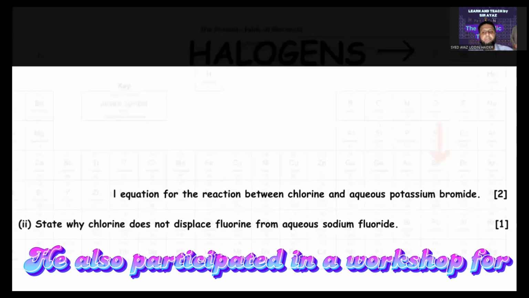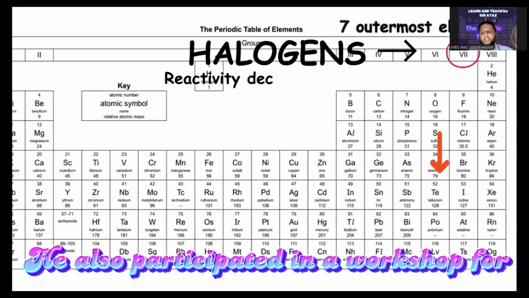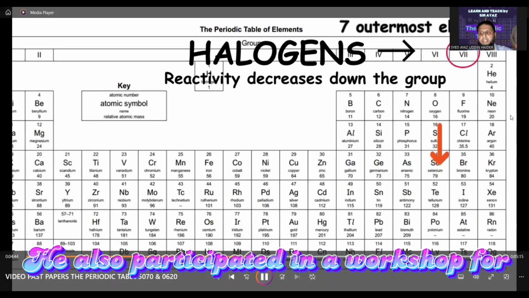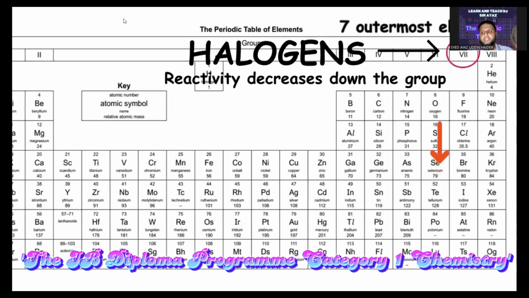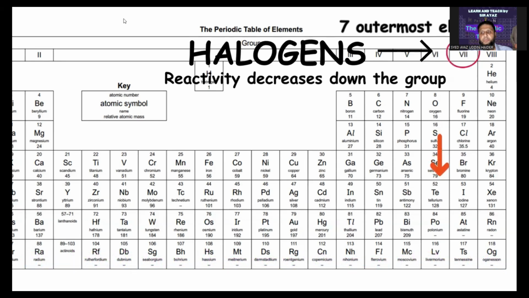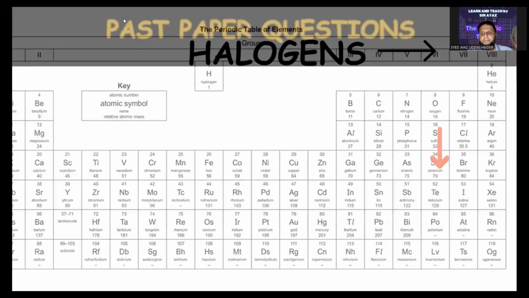Now look at this periodic table. Here's the position of halogens in the periodic table. It's a group 7 element. You can see here, and there are 7 outermost electrons. That's why they all have similar chemical properties. The other thing is that as you move down the group, that's from fluorine, chlorine, bromine, iodine, astatine, and tennessine, the reactivity decreases. This is a trend.